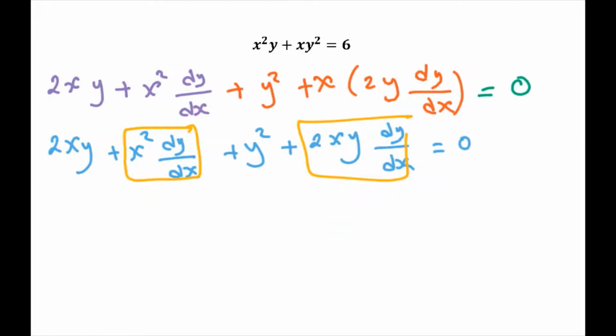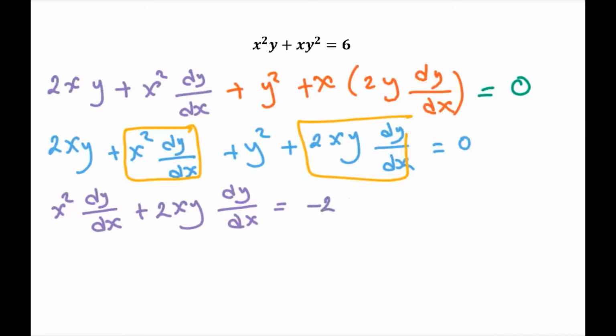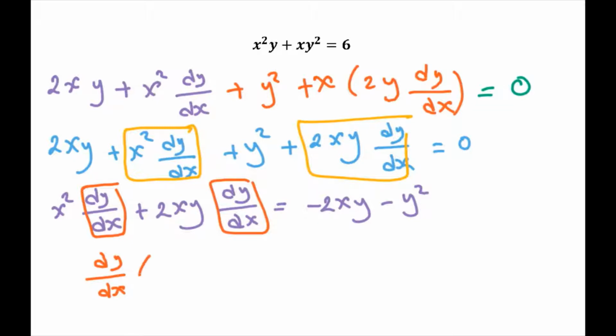So let's do it. So x squared dy over dx plus 2xy dy over dx equals, when you move the other two terms to the other side, you change the sign, minus 2xy minus y squared. Now I need to solve for dy over dx. So what I'm going to do is take dy over dx as a common factor. So what is left? x squared plus 2xy equals negative 2xy minus y squared.